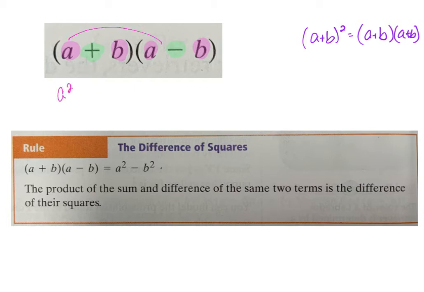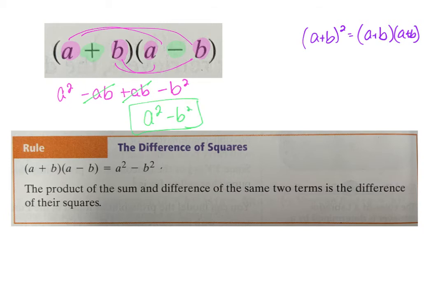I would get a times a, which is a squared, a times negative b, b times a, and b times negative b. All right? And what you'll notice in the center is that you have a negative ab and a positive ab, which cancel each other out. And so you end up with just a squared minus b squared. All right? And so that's why it's called the difference of two squares. When you have binomials that have the same exact terms, but the center sign is different, you have a plus and a minus, you are going to end up with the first term squared minus the second term squared, always.